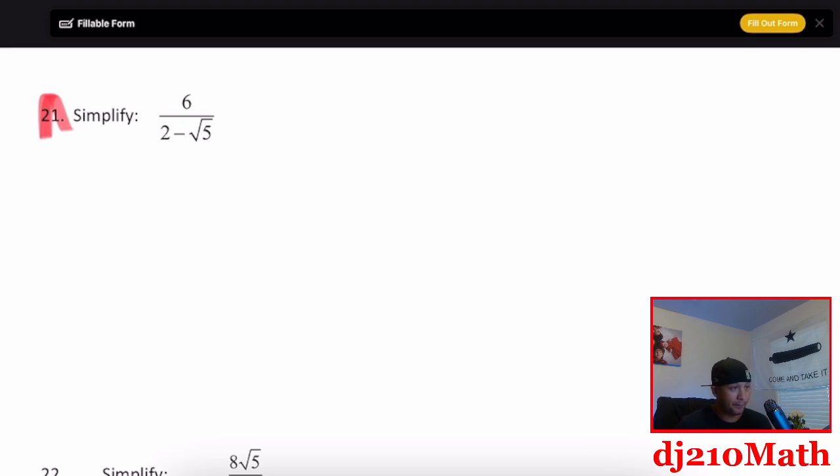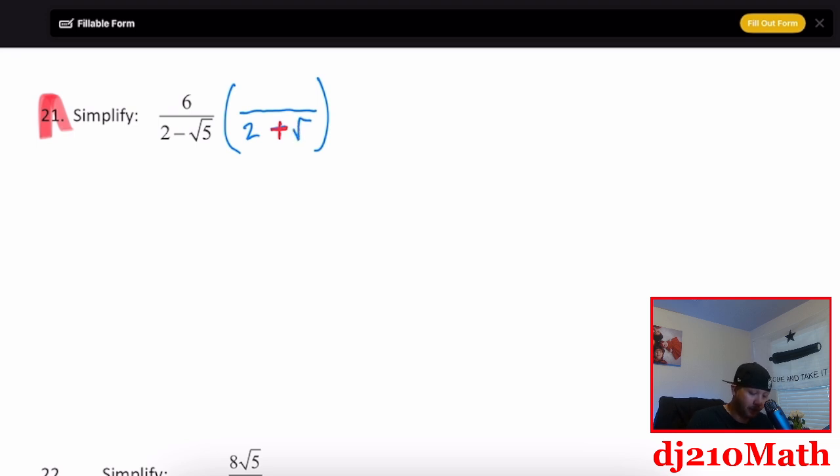Okay, simplifying a fraction with a square root. So here the deal is that we don't like square roots in the denominator, right? Square roots in the bottom of a fraction are bad. You always have to simplify it somehow. So what we're going to do is, the word is called conjugate, right? The conjugate pair. So this is 2 minus root 5. So I'm going to say 2 plus root 5, right? This would be the conjugate pair.